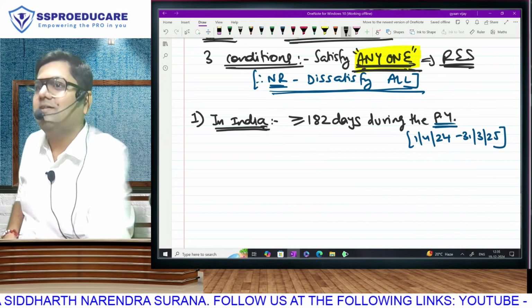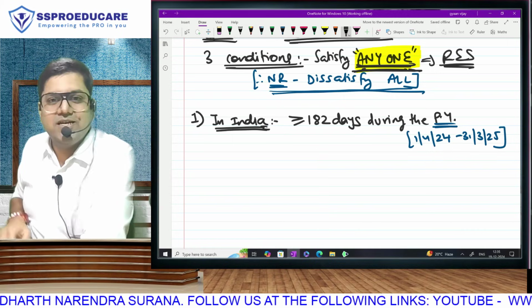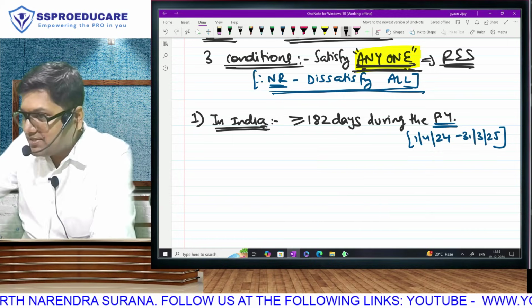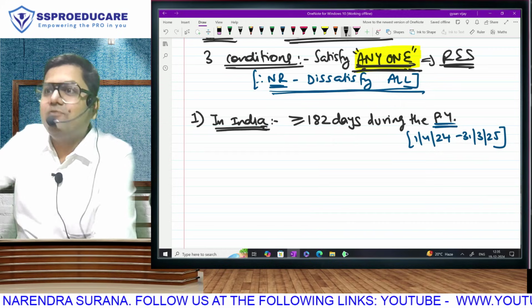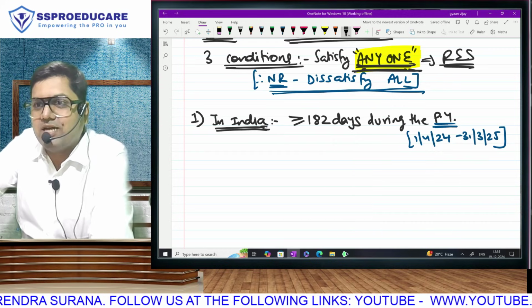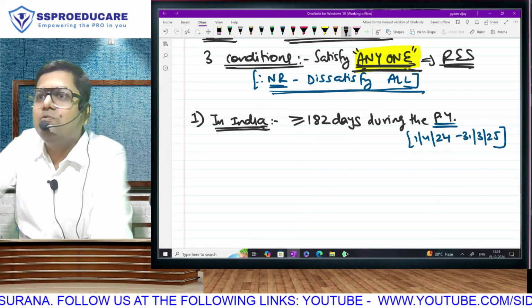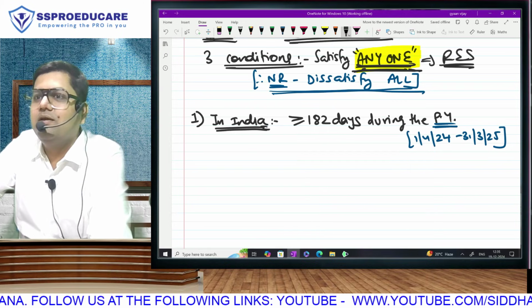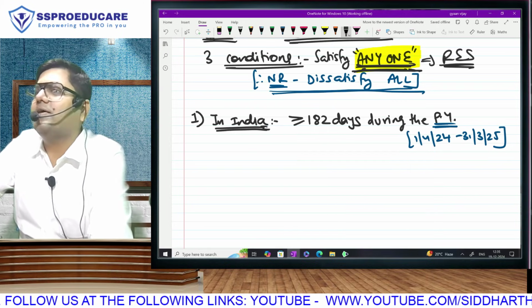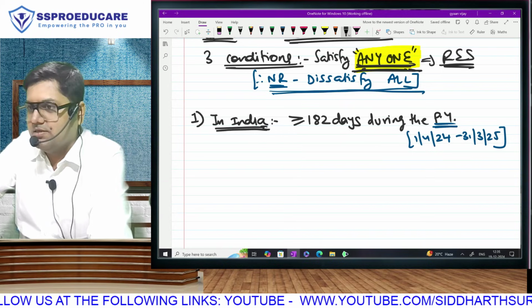Because you have become a resident. Supposing the Indian cricket team is in India for 6 months, and the rest of the year it is going and playing tournaments outside India. We will consider them as resident. They will have to pay tax on their global income. If you are in India for 182 days, you are going to be considered a resident.